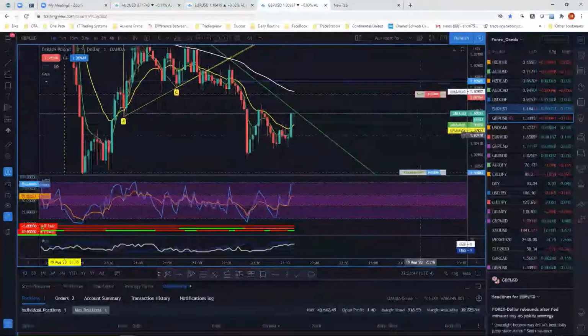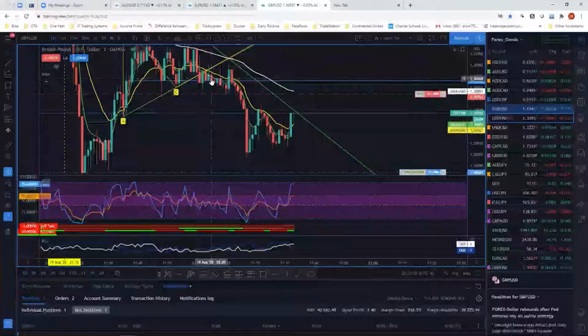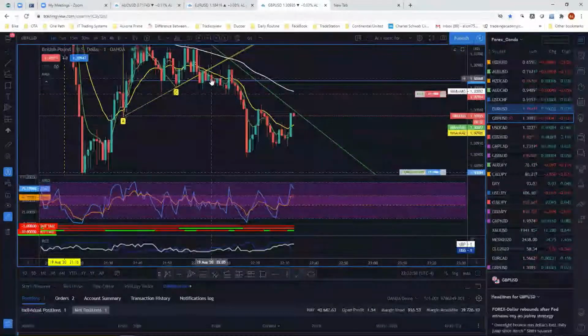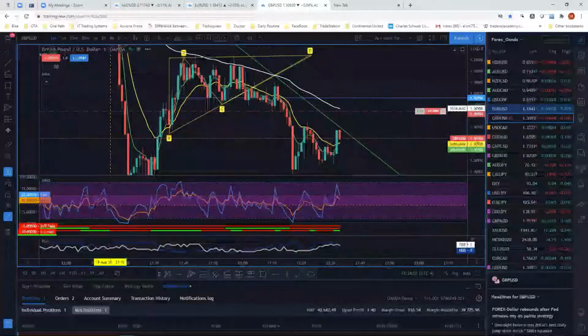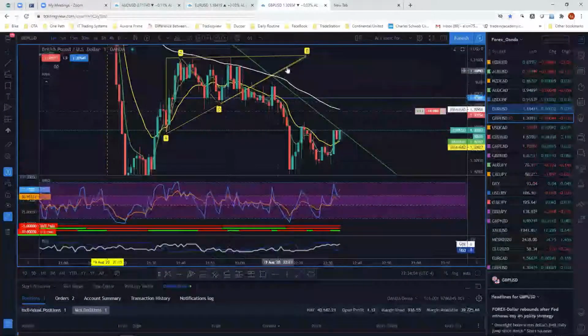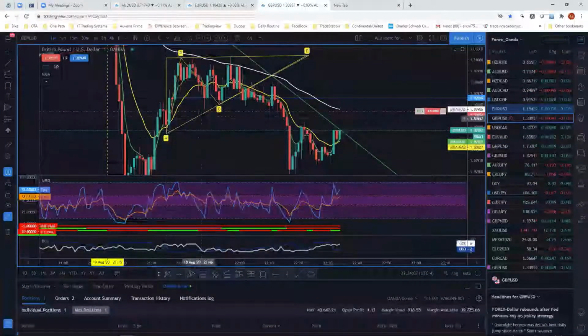I just let it go. If I don't get my entry, I just let it go. If it doesn't give me the entry I'm looking for, I just let it go. Oh, okay. The entry I'm looking for, now on this one, is actually on this secondary wedge. You can see where I drew this wedge right here, this yellow one.